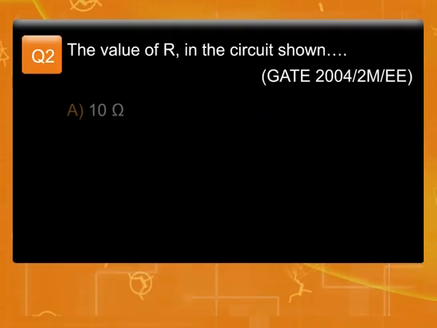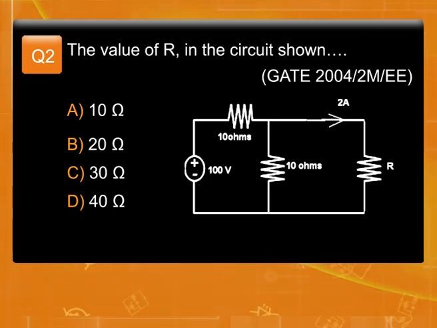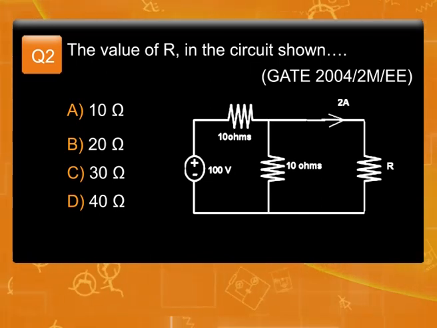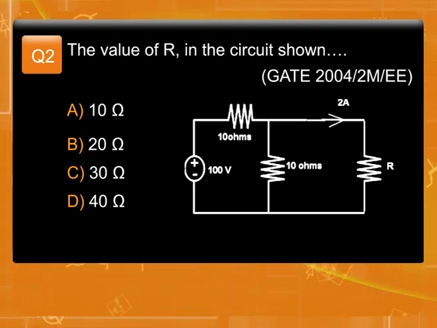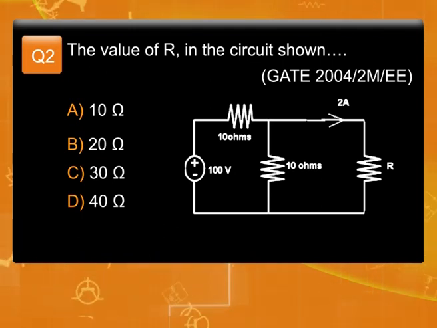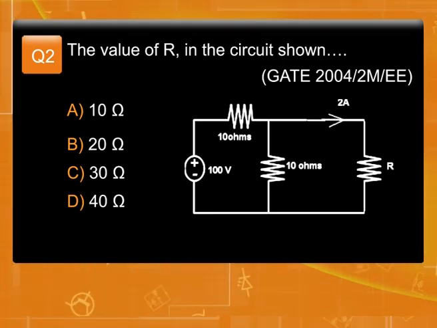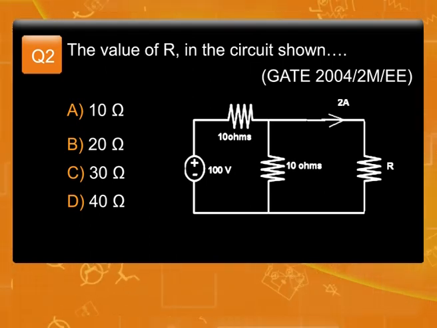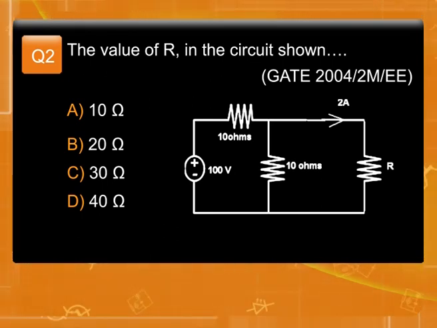Let's go to the second problem: the value of R in the circuit shown. This is given in GATE 2004, also for 2 marks, in EEE. See, whenever a 2 marks question is given, it normally involves some calculation. When calculation is involved, they give 2 marks. If it's simply a concept, they give 1 mark. Even if the calculation is simple, they give 1 mark. So, observe the weightage of the marks as I am going through my lecture.